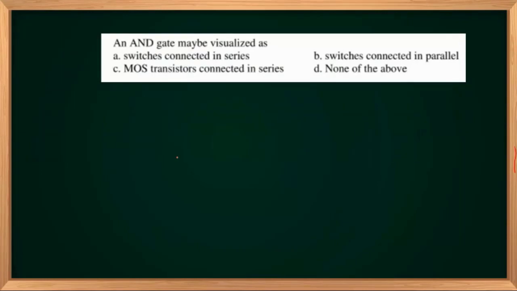Right. And this is a question that we didn't discuss actually. An AND gate may be visualized as switches connected in series, switches connected in parallel, most transistors connected in series, none of the above. AND gate.